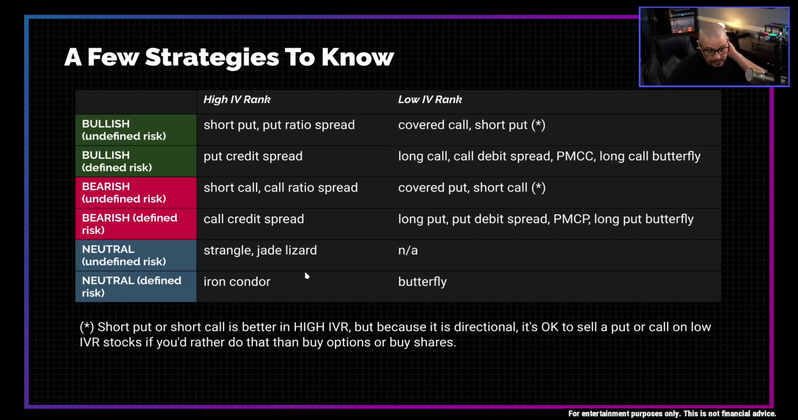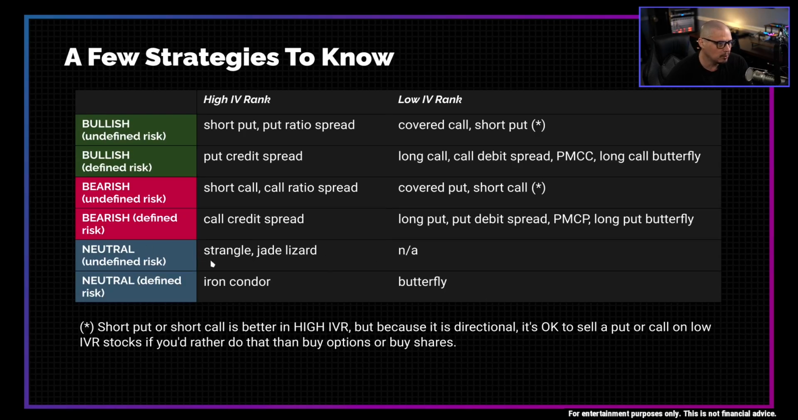If you wanted to, you could also do a jade lizard. A jade lizard is essentially a short put plus a call credit spread. So you still have undefined risk on the put side, but the call credit spread, you've defined your risk to the upside. So a jade lizard is a nice alternative to the strangle, especially on an earnings play where maybe you're worried about a particular stock exploding to the upside, but you're not really worried about it to the downside. Something like a jade lizard is a nice alternative to that strangle.